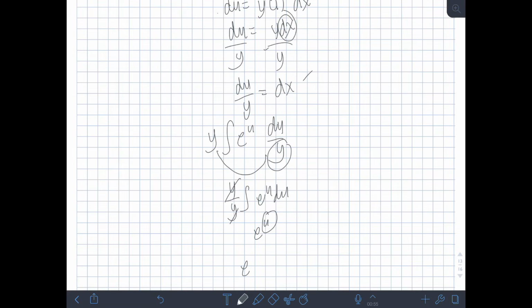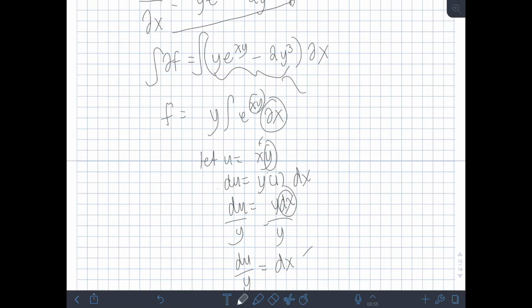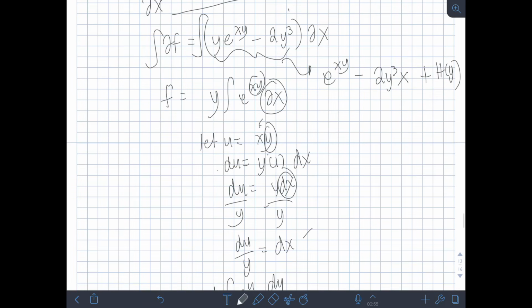So, we have e raised to xy. Therefore, we have here e raised to xy minus the integral of 2y cubed. Since y is constant, we just multiply it by the integral of dx, which is x. So, 2y cubed x. Then, always plus a function of y, because y is constant here. So, therefore, this is our f: e raised to xy minus 2xy cubed plus h of y.